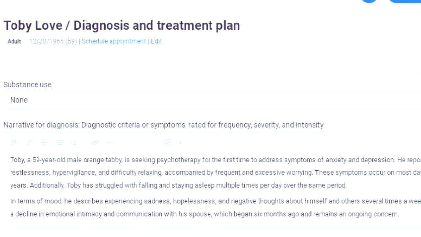So here you can see I've described a little bit of who Toby is, that he is coming to treat symptoms of anxiety and depression, and I put some of the kind of just language that you would find in the DSM. Persistent restlessness, hypervigilance, difficulty relaxing, frequent and excessive worrying, and then, that these symptoms are occurring on most days and have been present actually for several years. And then I also put in that he's having difficulty with falling and staying asleep.